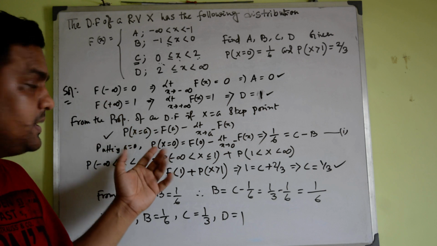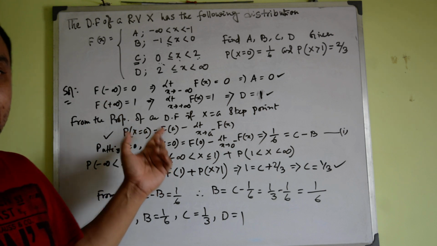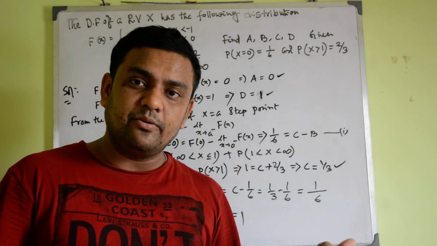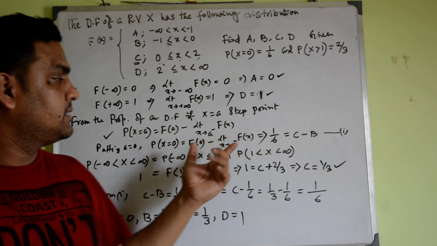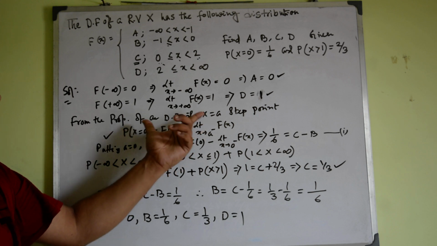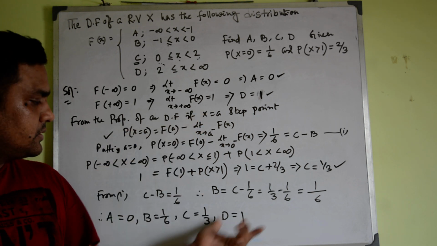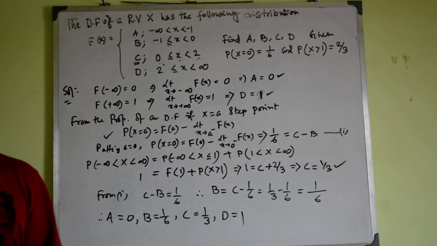Then the probability at x equal to a is given by the distribution function value at that particular point minus the limit x tends to a minus of F(x). So using this property of a distribution function, you can solve it easily. So that is our required solution.